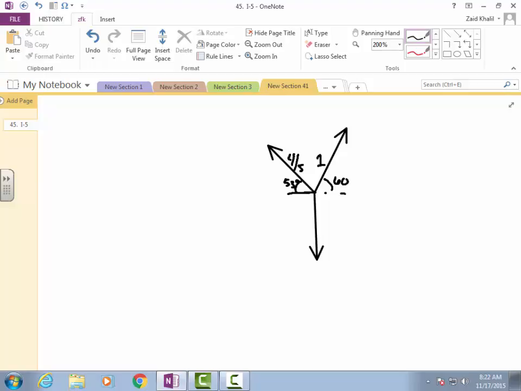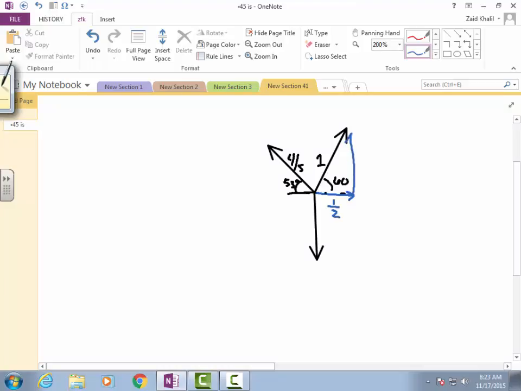So let's actually do this. I'm doing it in blue or whatever color this is. So notice, what type of triangle is this, guys? 30, 60, 90, right? So what are the proportions? Notice the hypotenuse is 1, so the shortest side is going to be half of that, 1/2. And that's going to be √3/2.